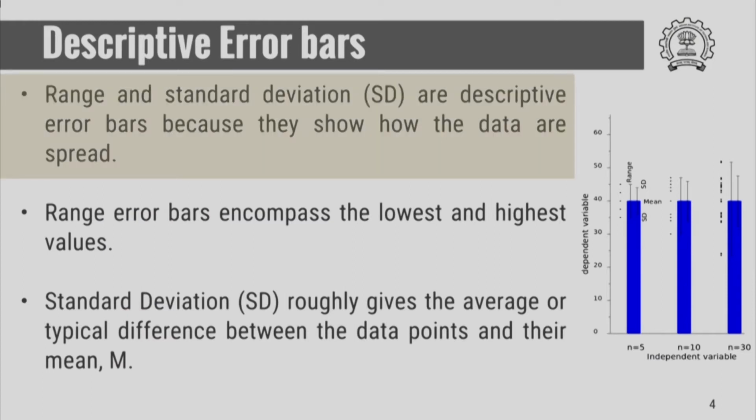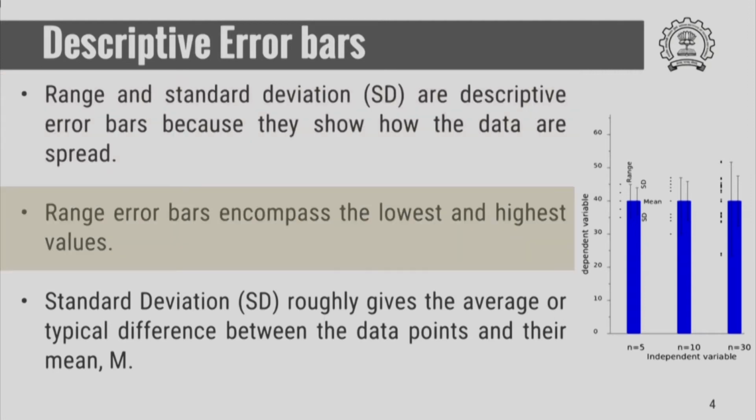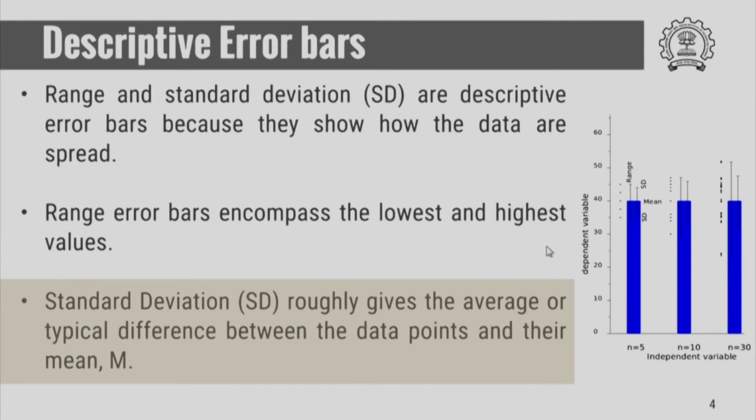Now, let us talk about descriptive error bars. Range and standard deviations are descriptive error bars because they show how the data is spread. Range error bar encompasses the lowest and highest values of the data, and standard deviation roughly gives you the average or typical difference between the data points and their mean.